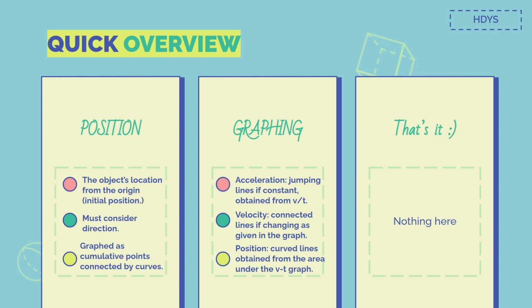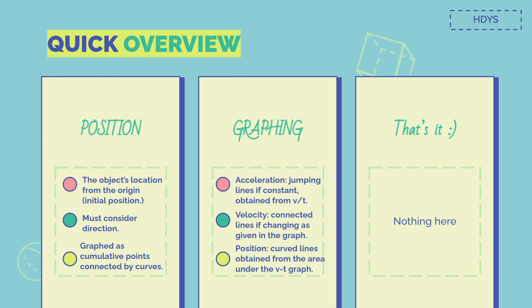For position, we know that it's the object's location from the origin, which is the initial position. So how far it strays off from the initial position. It could be at 0, it could be at 5. That depends on the problem and the situation given to you. But it's just how far or how near, or how far away in the opposite direction it is.